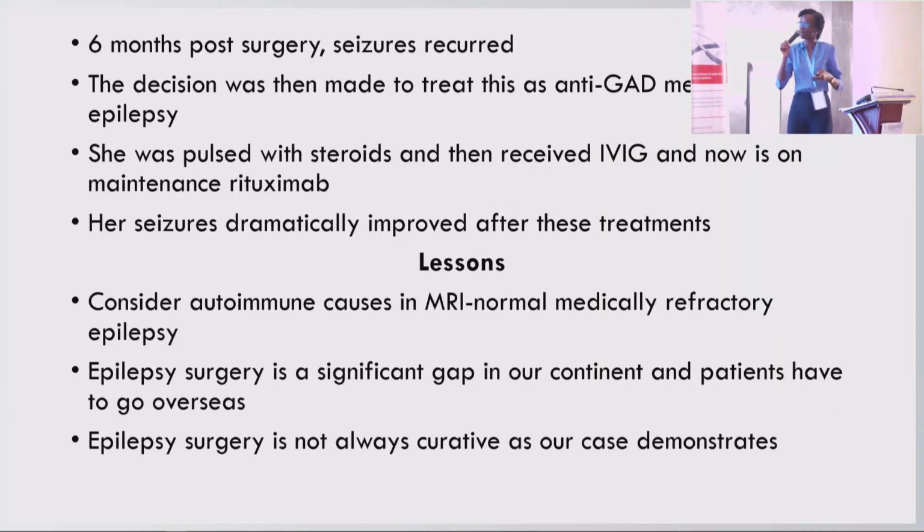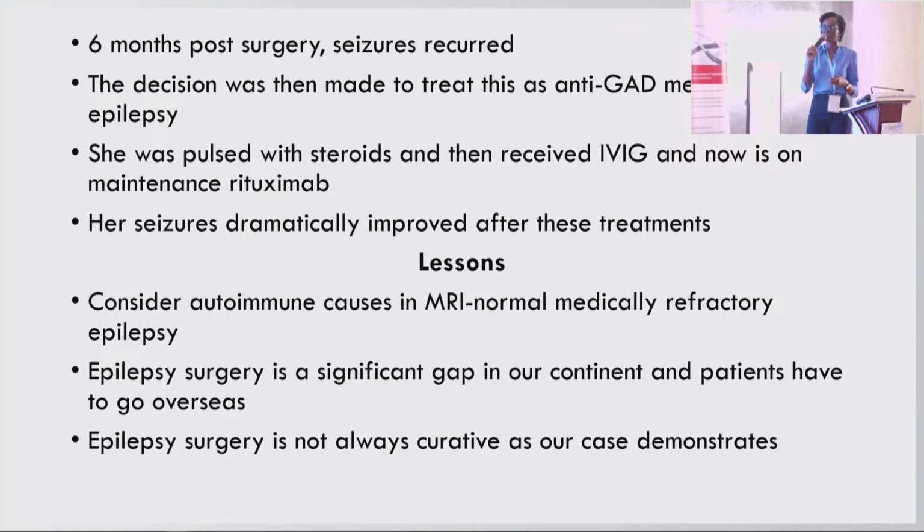Unfortunately for her, 6 months post-surgery, the seizures recurred. The decision then was made to treat this as an autoimmune epilepsy, an anti-GAD-mediated epilepsy. She was pulsed with steroids, received IVIG, and is currently on maintenance rituximab. Her seizures have dramatically improved after these immunomodulatory treatments.